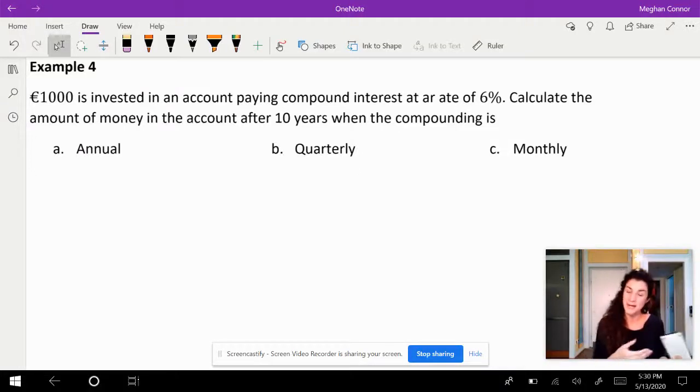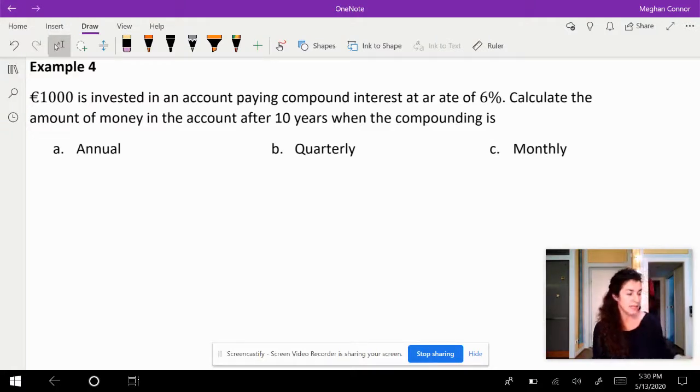Okay, so we're going to now practice what you learned about using your calculator for these next examples. We are looking at €1,000 being invested in an account that pays compound interest at a rate of 6%. Calculate the amount of money in the account after 10 years when the compounding is annual, quarterly, and monthly.